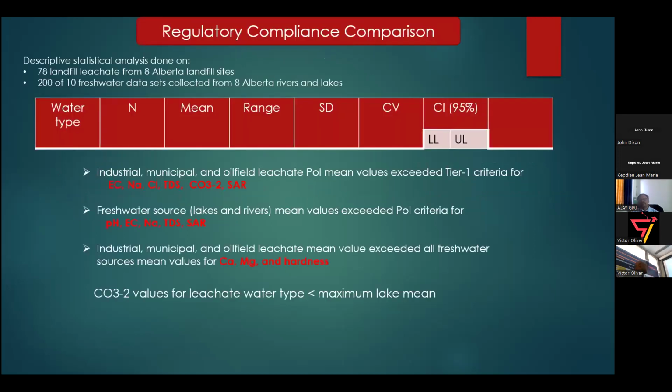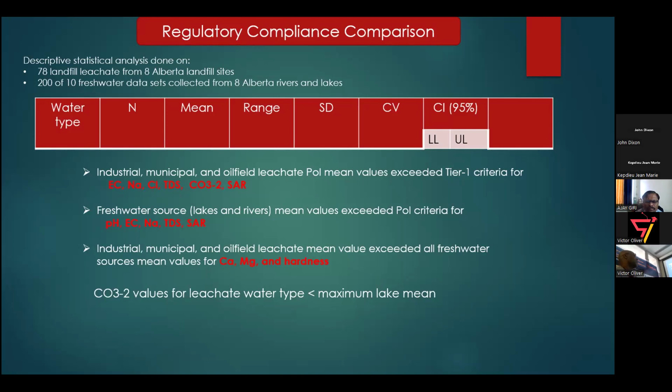So what did we get out of that? All right, so in total, we did the descriptive statistics on about 78 landfill samples from 8 Alberta sites, and about 200 freshwater samples collected from 8 Alberta rivers and lakes over the years. So there was a lot of data we had to handle. So this is really our finding here.